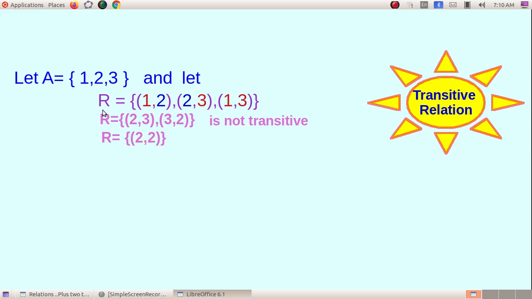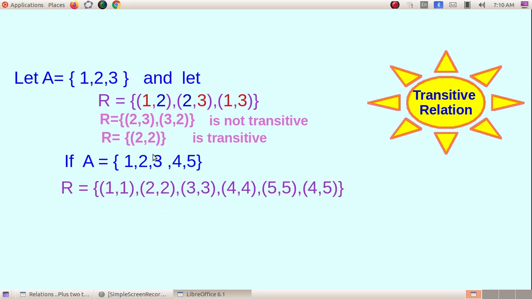Then what about this relation R equals {(2, 2)}? Is this relation transitive? Here (A, B) is (2, 2), (B, C) is also (2, 2) and (A, C) is again (2, 2). Then (A, B) belongs to R, (B, C) belongs to R, (A, C) belongs to R. Only one element is there. Therefore, this relation is transitive. Okay. Now, let us consider another example.